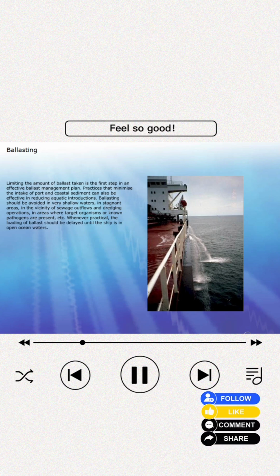Ballasting should be avoided in very shallow waters, in stagnant areas, in the vicinity of sewage outflows and dredging operations, in areas where target organisms or known pathogens are present, etc. Whenever practical, the loading of ballast should be delayed until the ship is in open ocean waters.